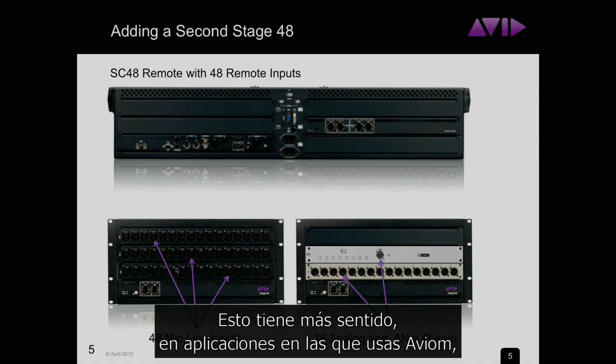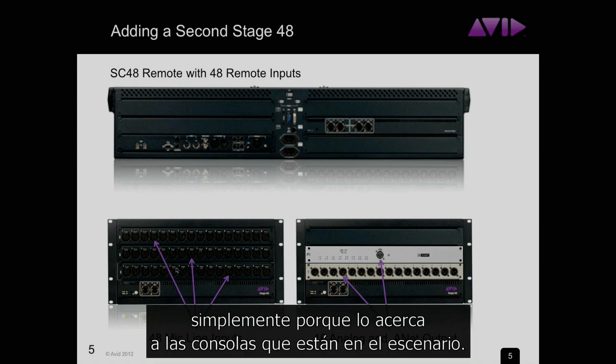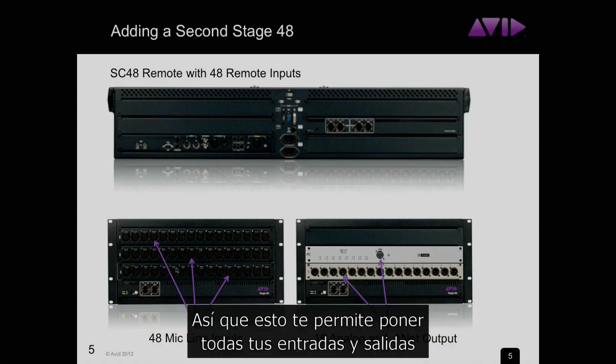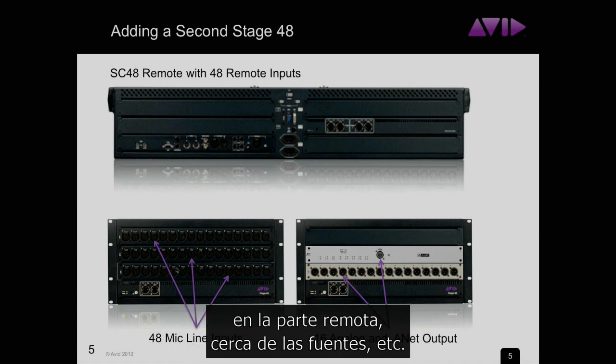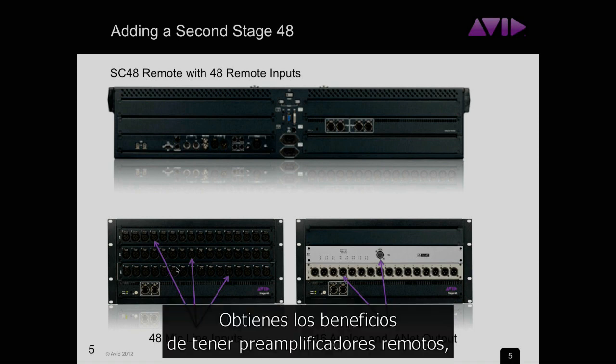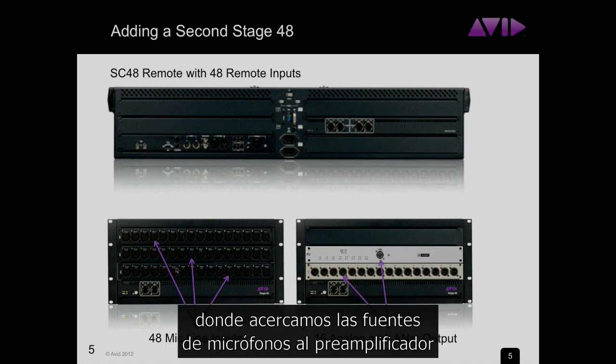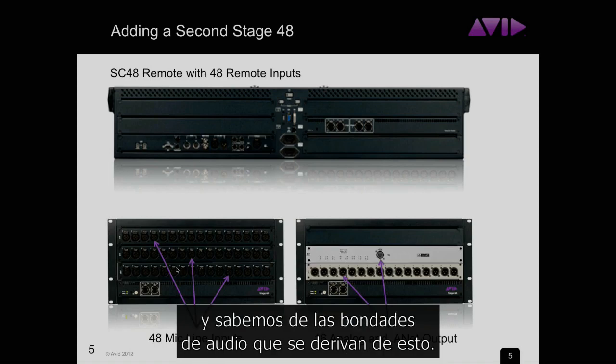This probably makes the most sense in most applications where you're using Aviom, simply because it puts it closer to the set of mixers that are on stage. So this gives you the ability to get all of your I/O out to the remote location, closer to its sources. You get all the benefits of remotely located preamps, and all the benefits of that digital snake, where we get microphone sources much closer to the preamp, and we all know there's some audio goodness that comes from that.